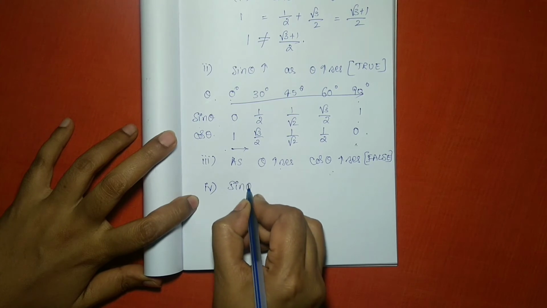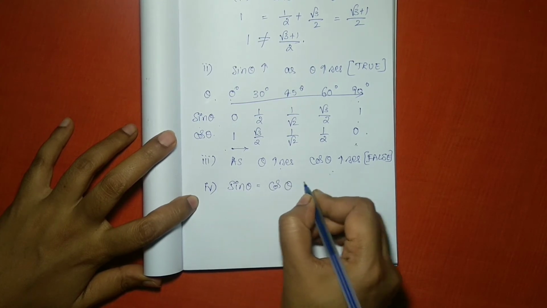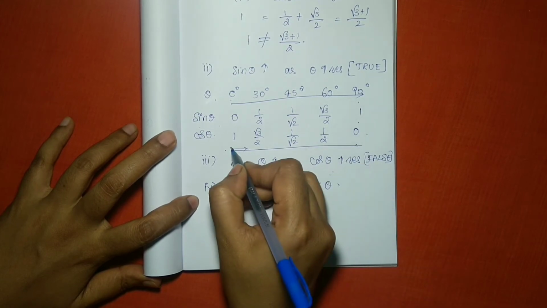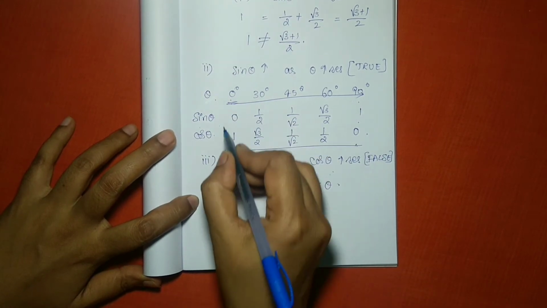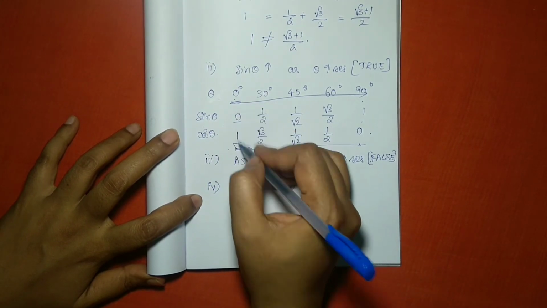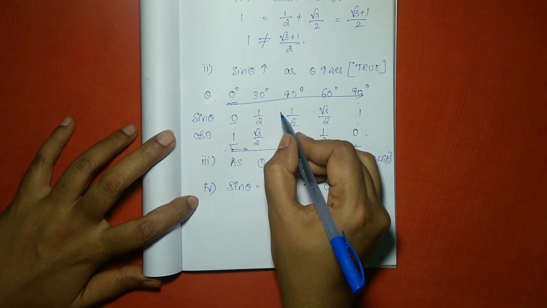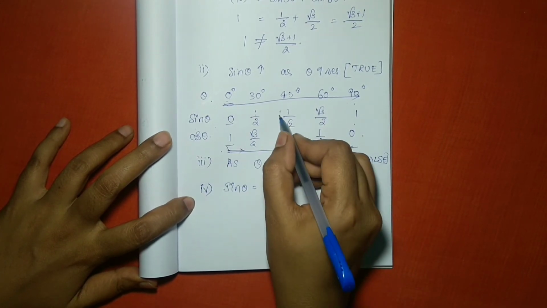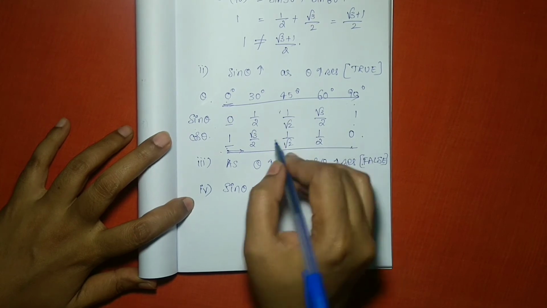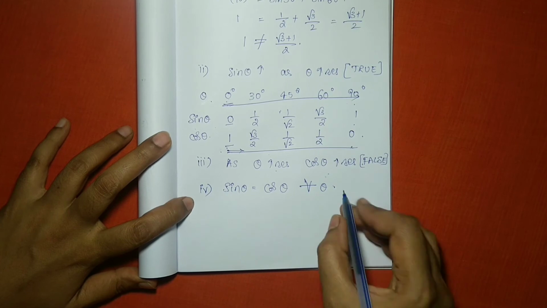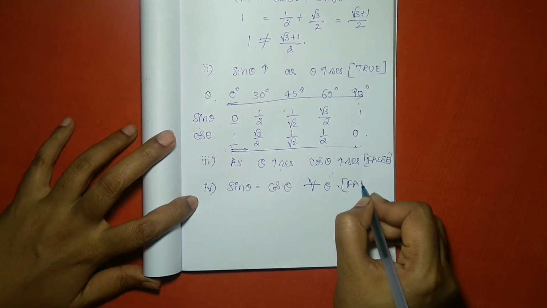Sin theta is equal to cos theta for all values of theta. So let us check these values. When theta is equal to 0 degree, sin theta is 0 and cos theta is 1. So it is not the same value. Only at 45 degrees, if you see the picture here, sin theta and cos theta values are equal. For other than 45 degree, the value is different. So the given statement is false.